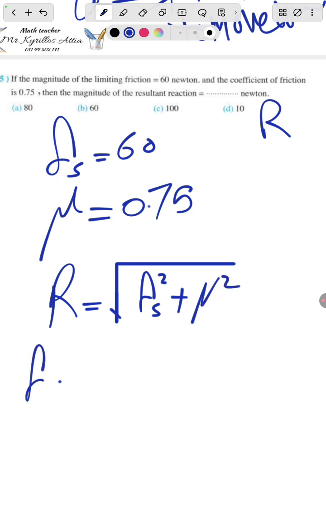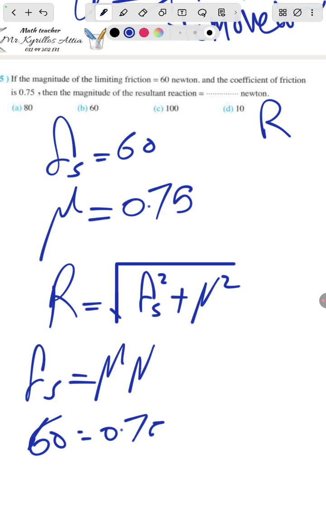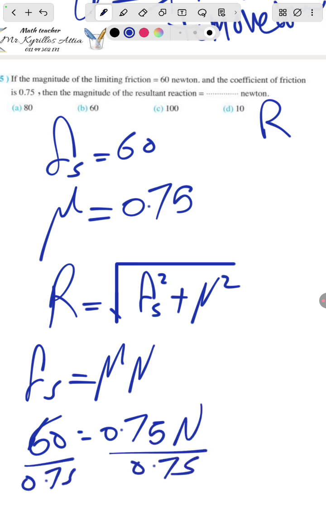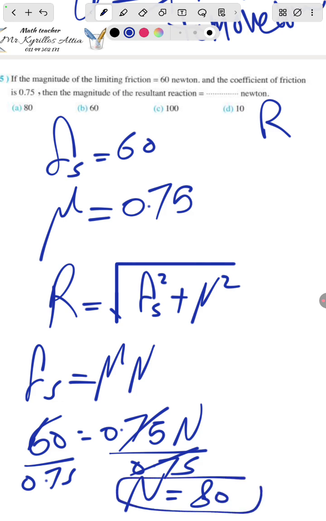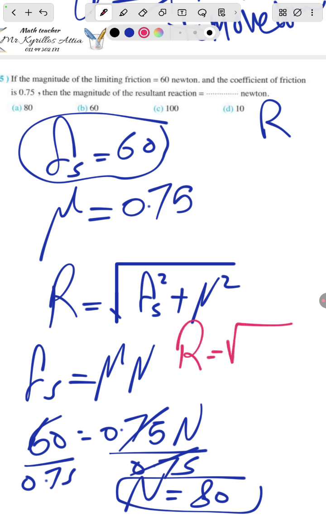Okay, and Fs equals mu times N. Fs equals 60, mu equals 0.75 times N. Here over 0.75 and here over 0.75, so N equals 60 over 0.75, which equals 80. So N equals 80 and Fs equals 60, we can get the R. R equals root Fs power 2, so 60 power 2, plus N power 2, 80 power 2. Root of 60 power 2 plus 80 power 2 equals 100, so R equals 100.